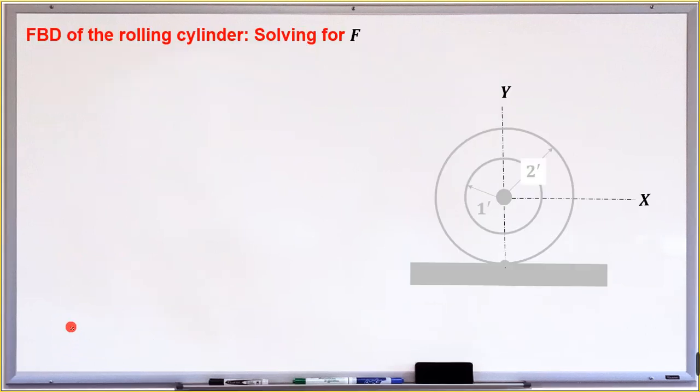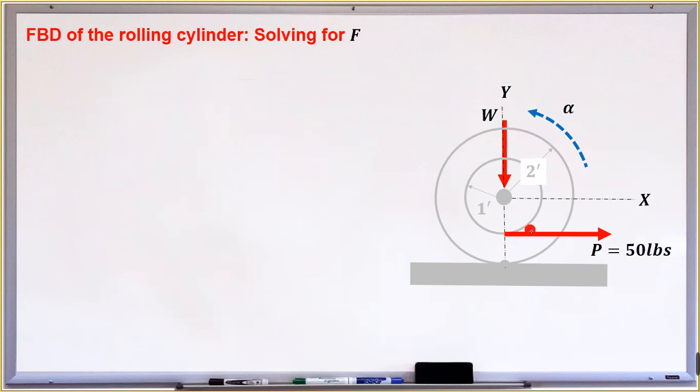So here our first solution is we are going to create an FBD for our rolling cylinder. And then we're going to solve for the frictional force. So this is our rolling cylinder. We have here the placement of our two axes, x and y. Now the first force that affects our system is the weight of these two solid cylinders, and then next is the applied force P, which is applied horizontally and tangent to our weightless drum.